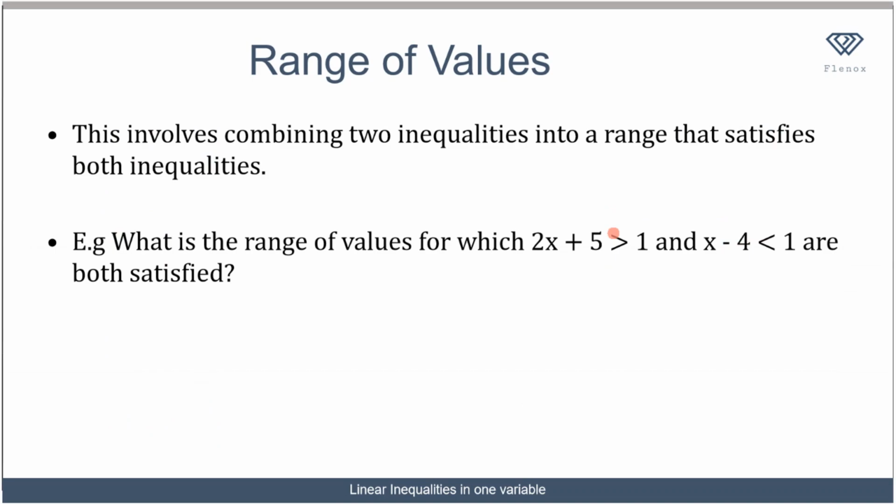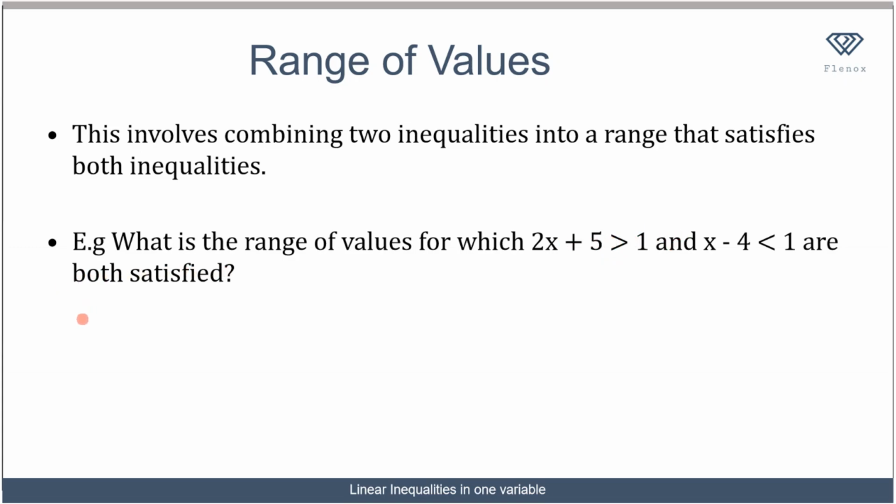So now we're talking about range of values. So this involves combining two inequalities into a range that satisfies both inequalities. So what do I mean by that? Sometimes you can have more than one inequality and you'll be asked to find a range of values that satisfy both inequalities. So how do you go about solving questions like this? That's what we're going to try to address now. So as an example, what is the range of values for which this inequality here, 2x plus 5 greater than 1 and x minus 1 less than 1 are both satisfied?